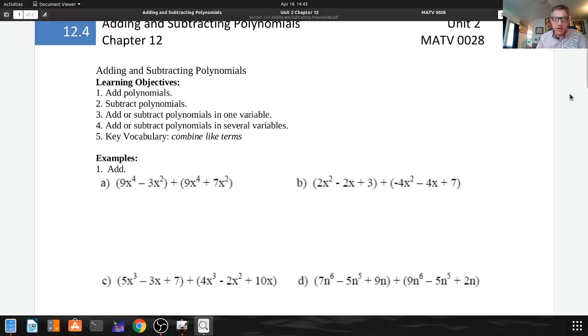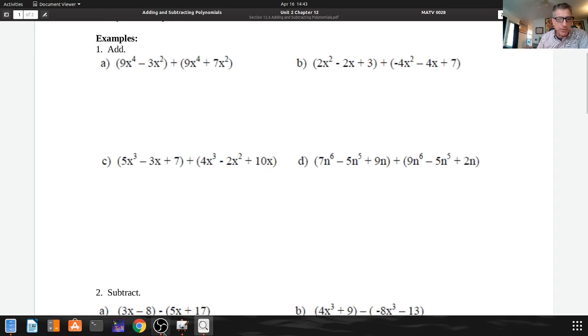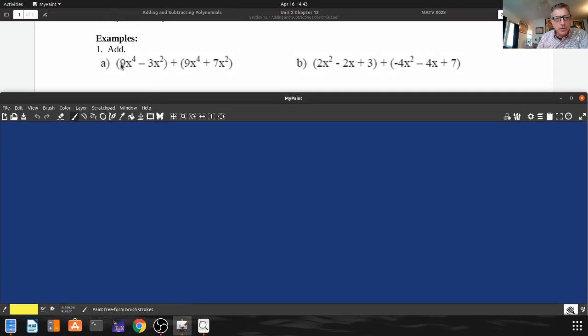Okay, let's start 12.4, adding and subtracting polynomials. And we'll just get right into doing some examples. This is best learned by example. So here, in each parenthetical grouping, we have two polynomials and they're being added. So when they're being added, all we have to do is just collect like terms and simplify.